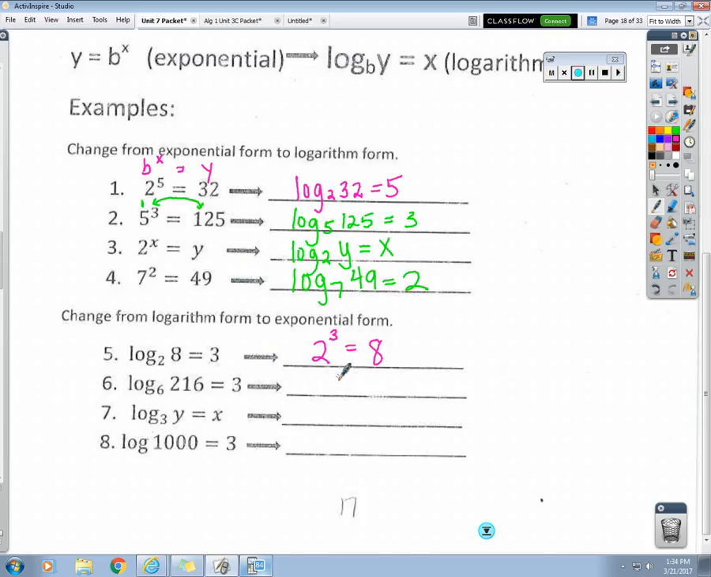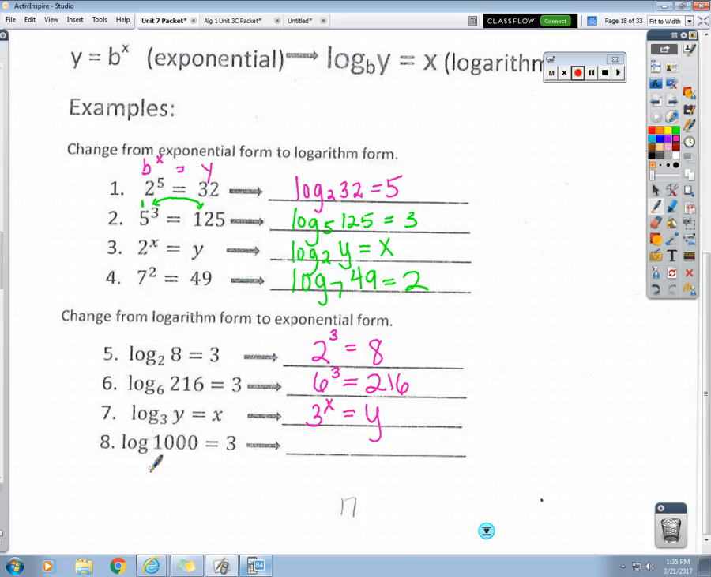So when we change number 6 to exponential form, 6 is first, so it stays first. 3 and 216 switch places, but 3 becomes the exponent, and then 216 is what it's equal to. And is that a true statement? Is 6 cubed 216? Yeah, 6 times 6 is 36, and then 36 times 6 is 216. Number 7, it'll be 3 to the what power equals y. So that's not one you can check. And then number 8, what's different about number 8? So if there's no visible base, what is it?